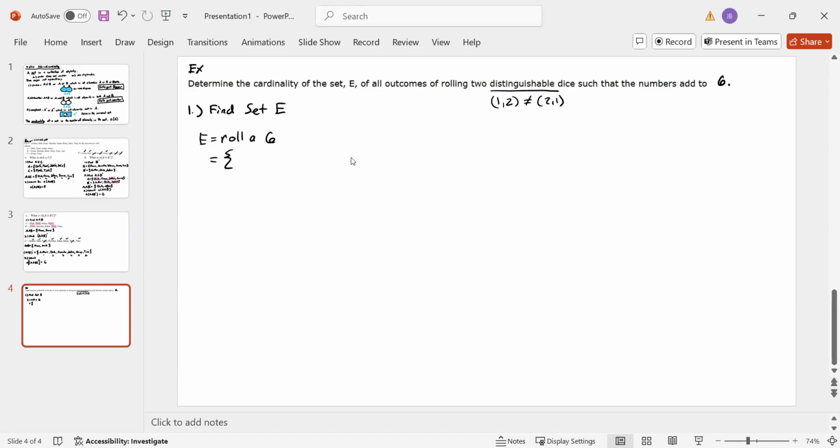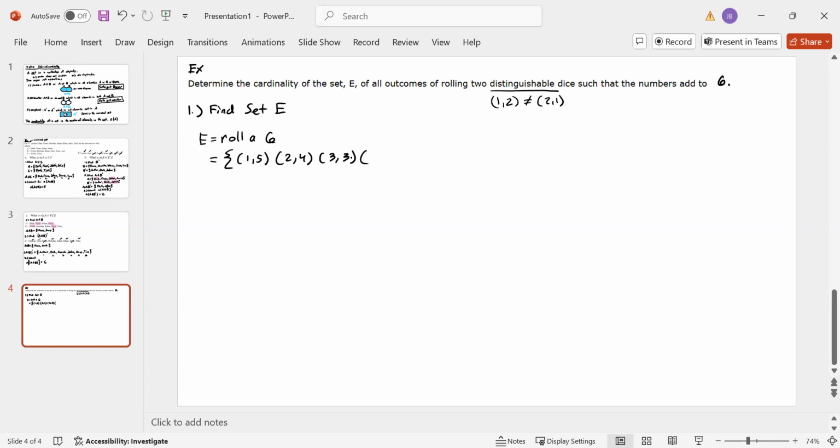It's like when you play a game, if you roll 2 white dice, you can't tell if they rolled too much, which one was which originally. But if you roll a red one and a blue one, you can always tell which is which because one is red and one is blue. So they have to add up to 6. So the first one I think of is 1 comma 5 because 1 plus 5 is 6. Then 2 comma 4 and then 3 comma 3.